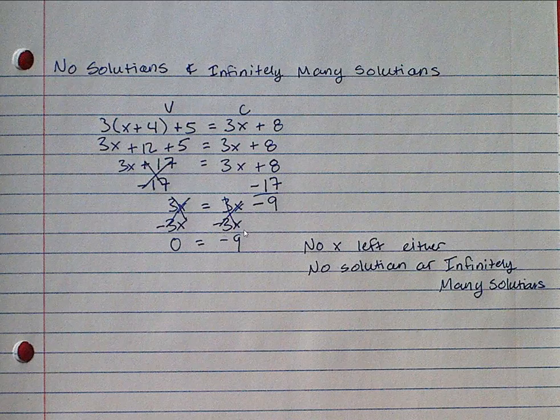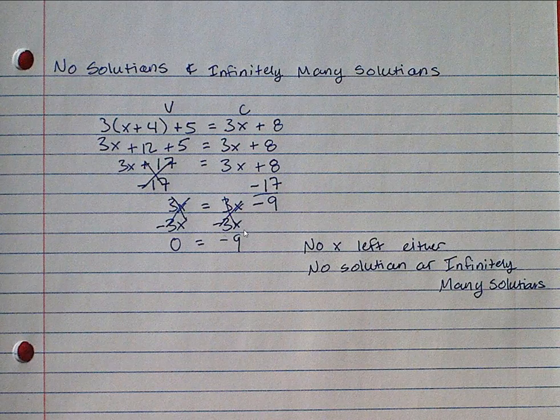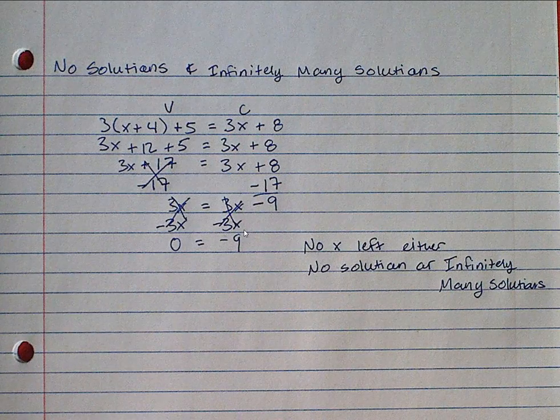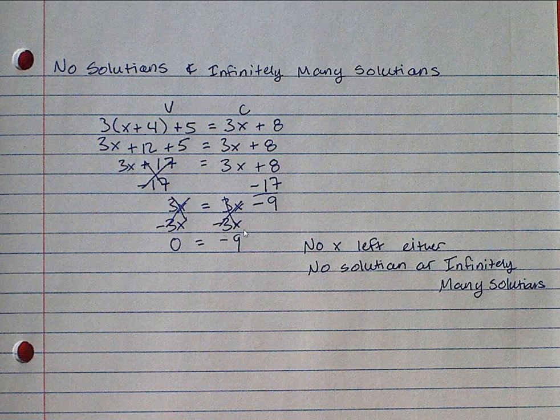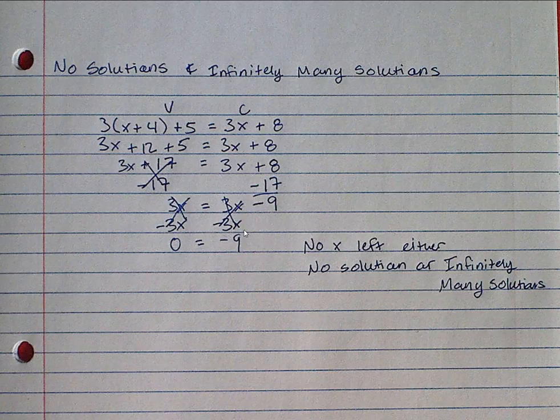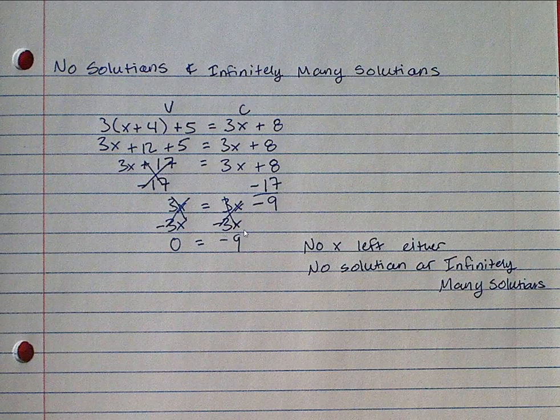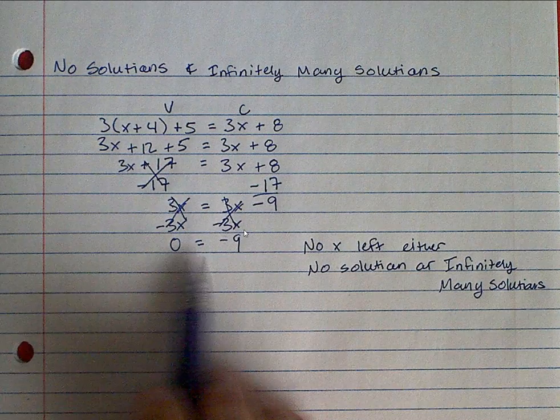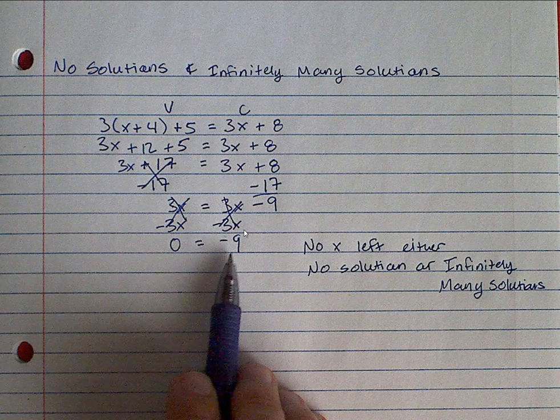So if the x falls out entirely, there's no more variable left in your equation once you get to this point, then it's either going to be no solutions or infinitely many solutions. All right? Now here's how you tell which is which. In this case, are these two equal to each other?